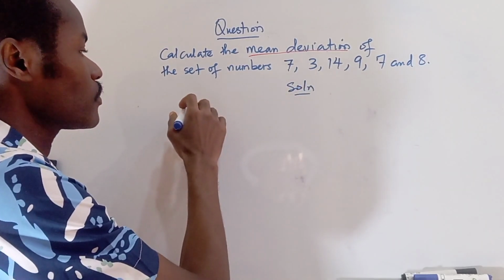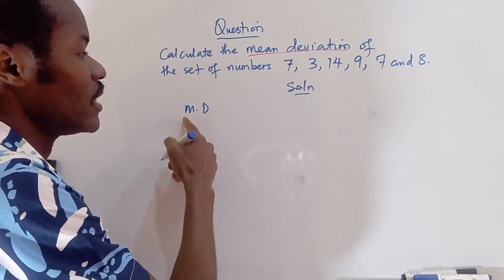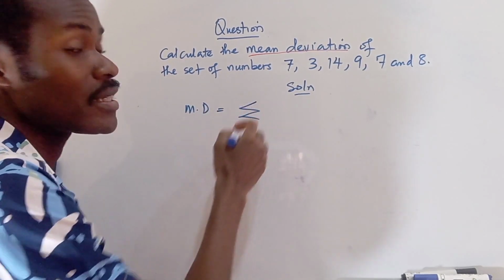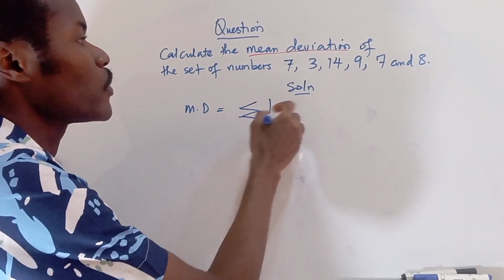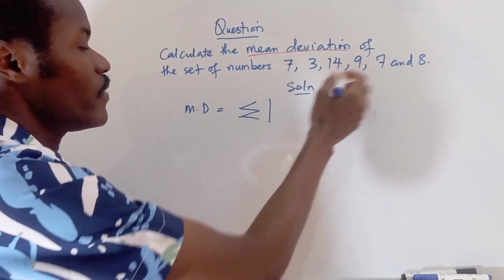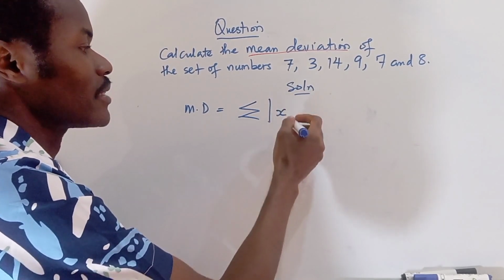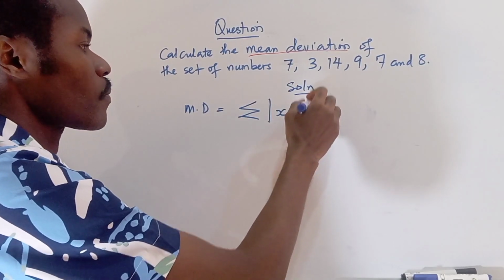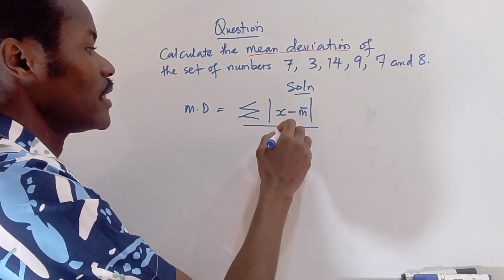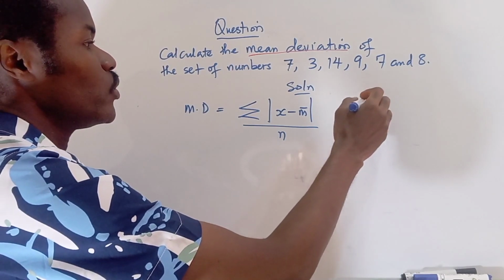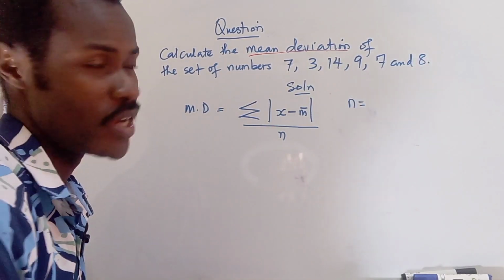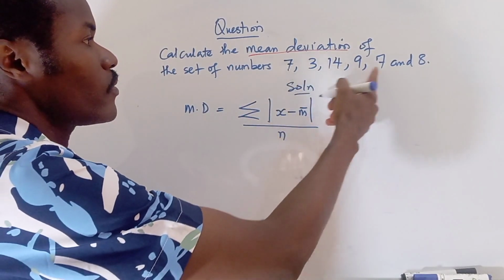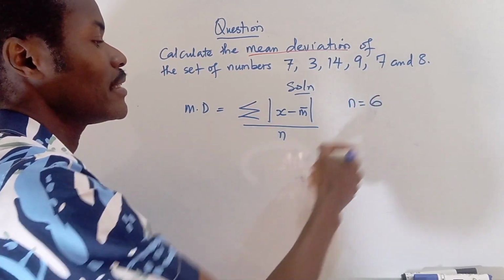By formula, our mean deviation, let's call it MD, is equal to the summation of the set of values, you can call them X, minus their mean, divided by N. So N is usually their frequency. So we have the number of numbers, 1, 2, 3, 4, 5, 6. So our N is 6.